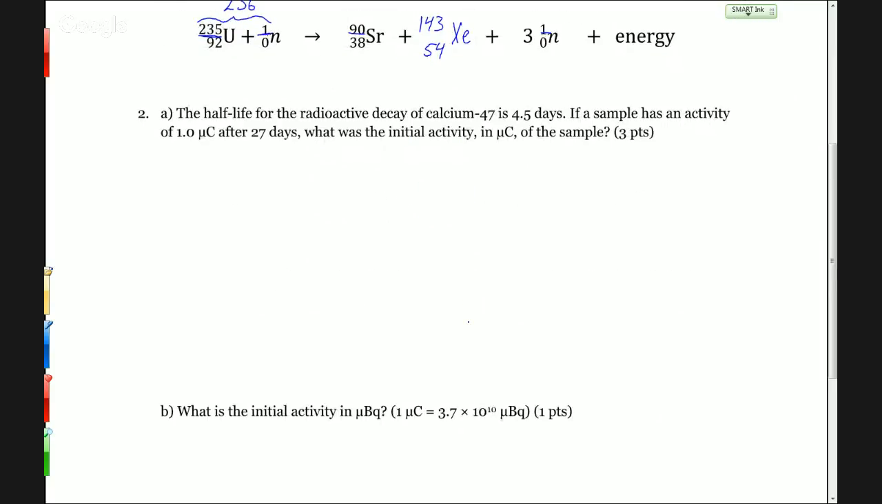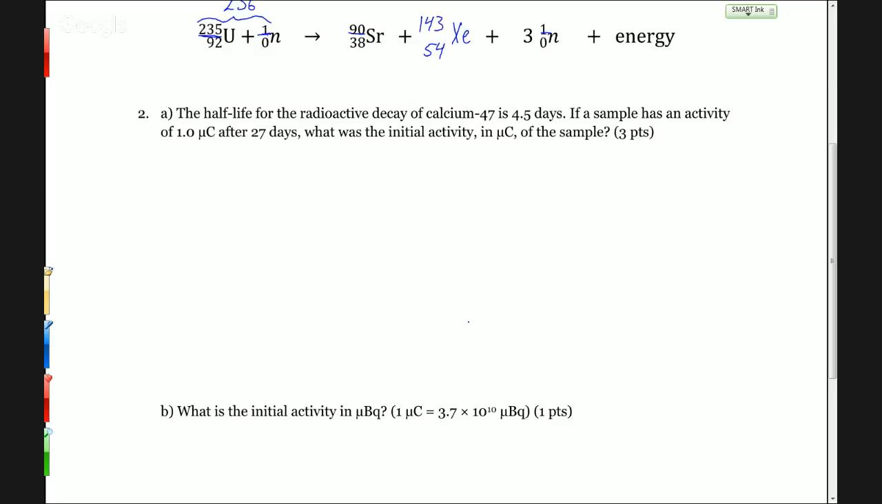All right, a half-life question. The half-life for the radioactive decay is 4.5 days. So every 4.5 days, that sample will cut in half. If the activity is 1 microcurie after 27 days, what was it to start with? So that's saying we have to answer a couple questions here. First, how many times did it get cut in half to get to 1? And then what did it have to be to start with to be cut in half that many times?